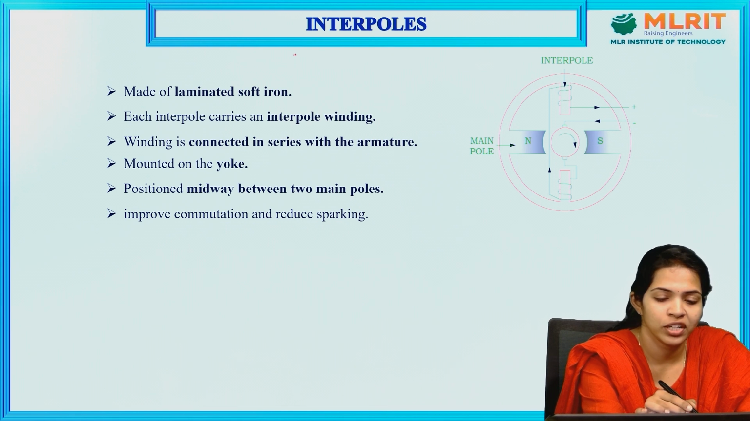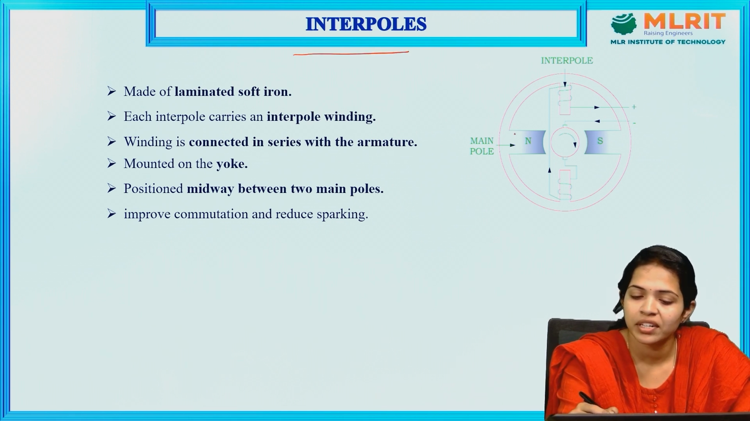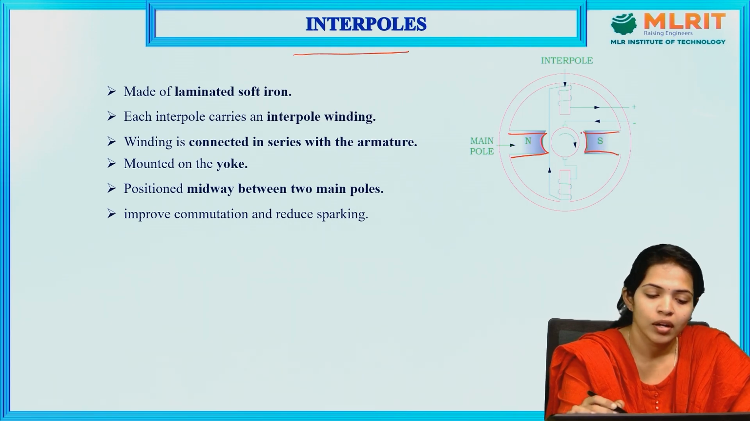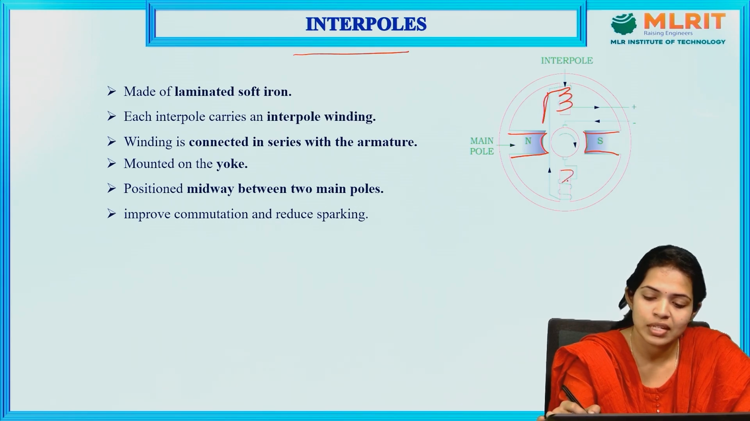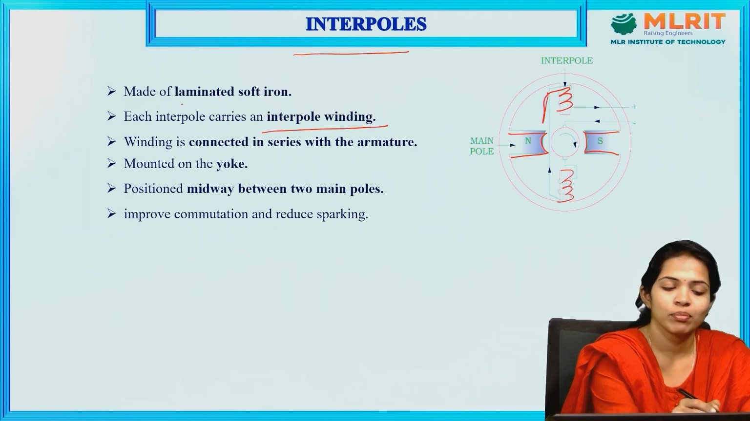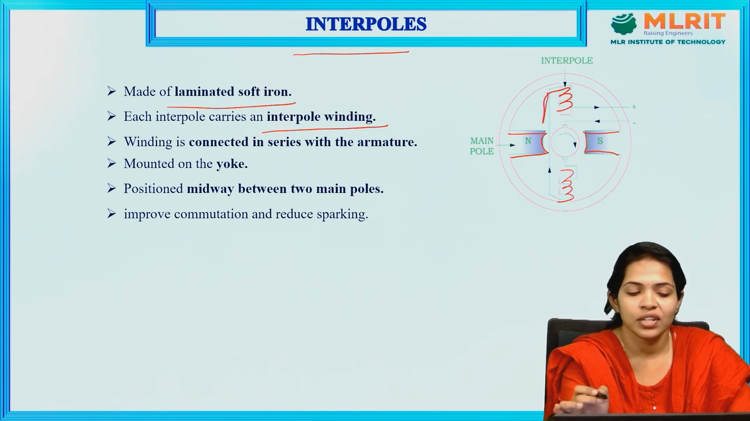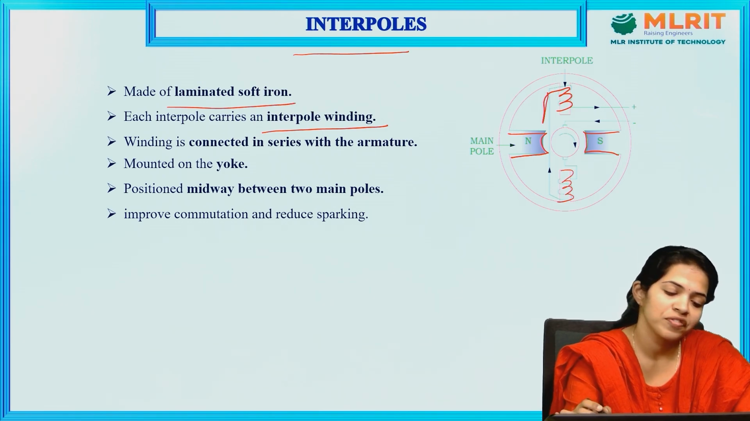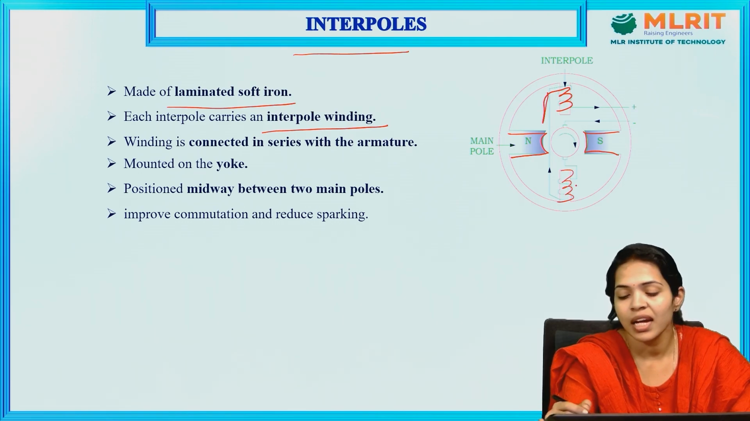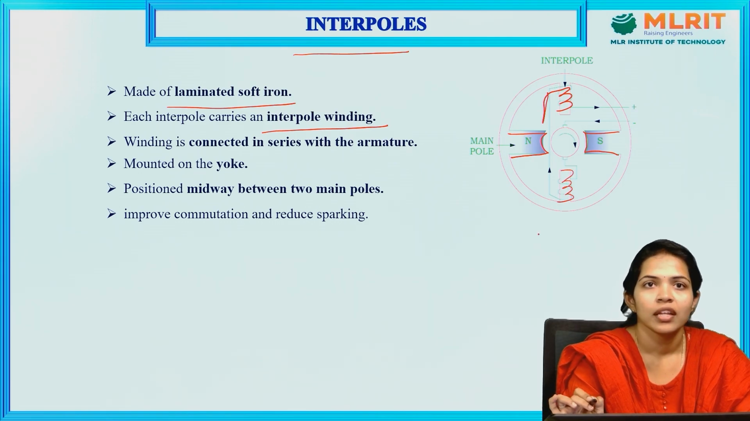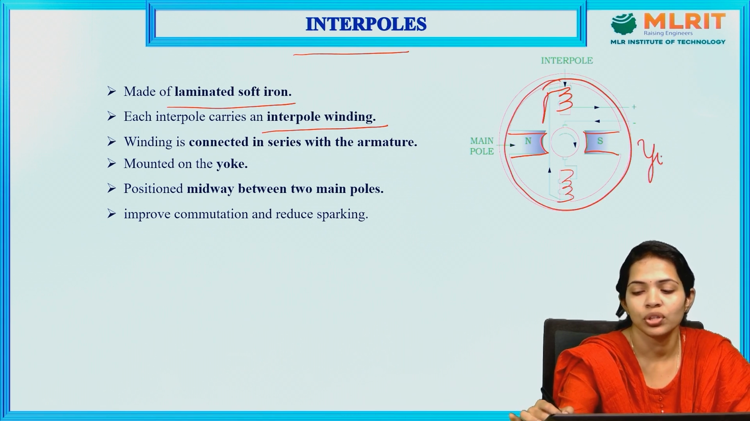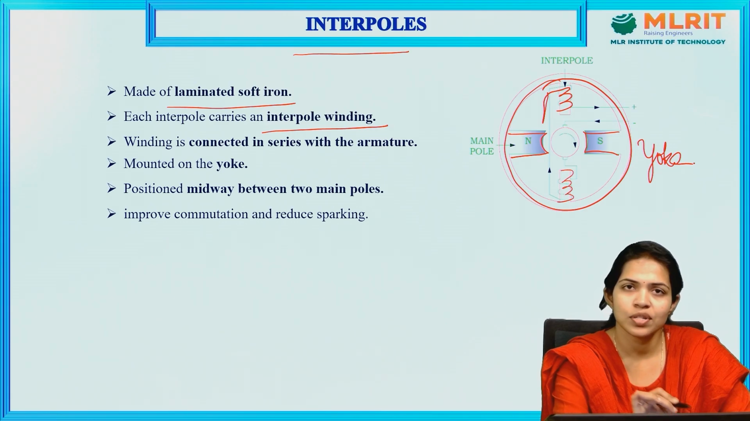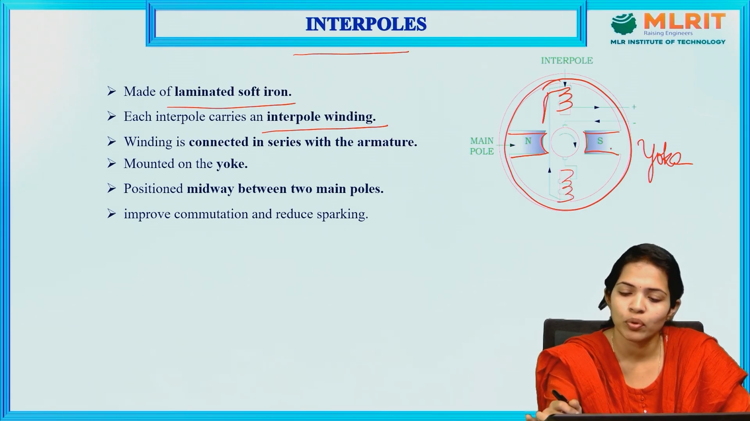Next, moving on to interpoles. Interpoles are the poles which are connected between the main poles of a DC machine. There is a winding which is wound on the interpoles. We can see in the picture the interpole winding, and these interpoles are laminated with soft iron. These interpole windings are connected in series with the armature winding. You can see this is the outer part, which is the yoke. It is mounted on the yoke, and it is positioned midway between the two main poles of a DC machine.